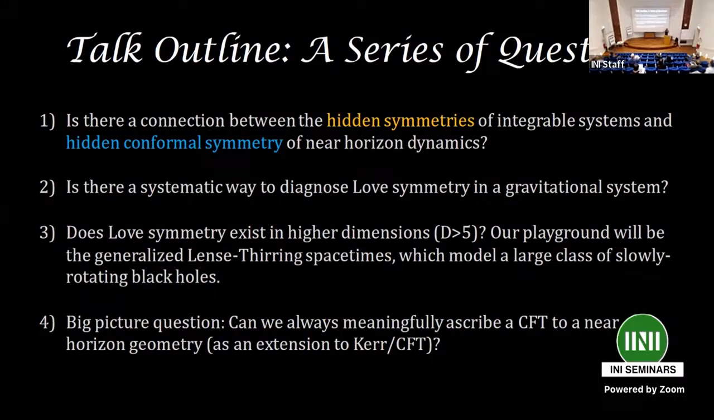I think it's nice to keep in mind a series of questions that we're going to ask during this talk. The first question is: is there some connection between the hidden symmetries of separability and integrable systems, which I'll describe in a moment, and the hidden conformal symmetry of near horizon dynamics? This yellow one requires the metric to possess something very special called a principal tensor, whereas this one just depends on the near horizon dynamics. So is there a connection between these two? This is the first question.